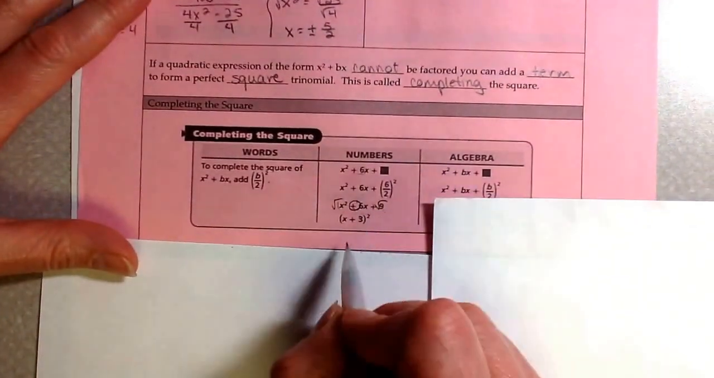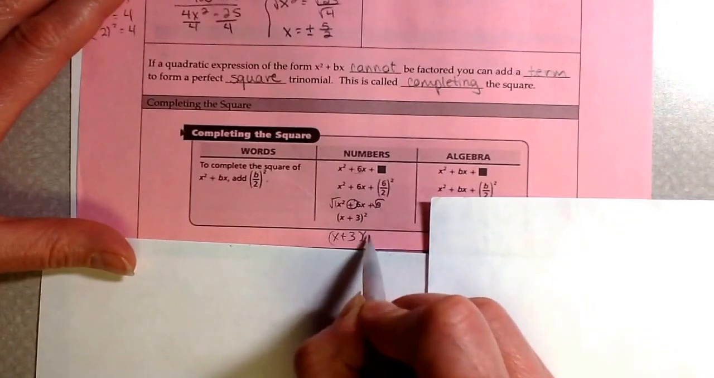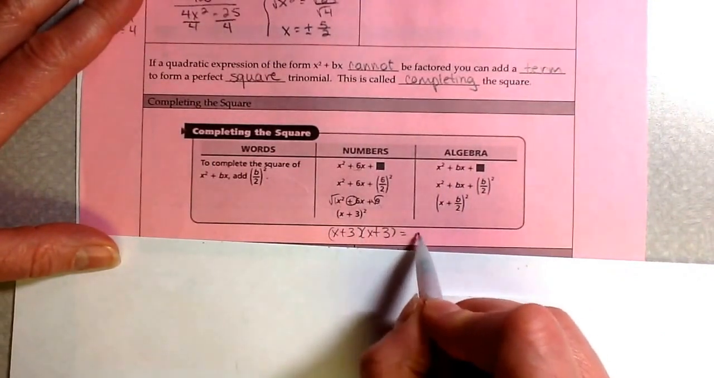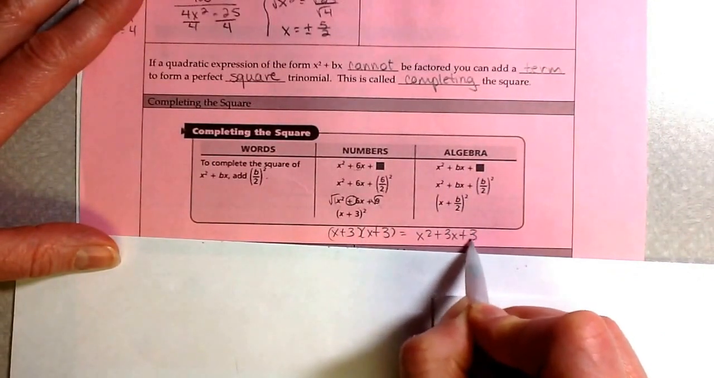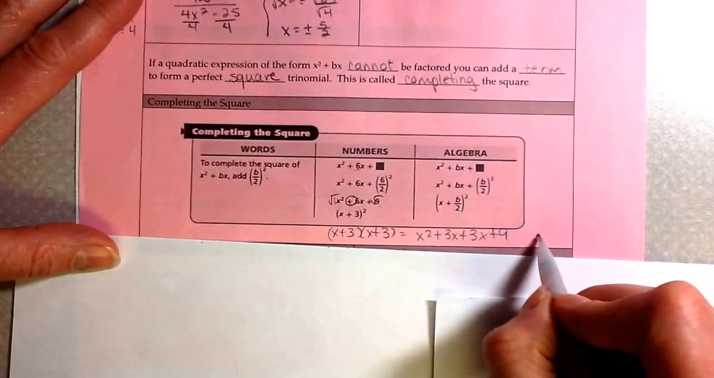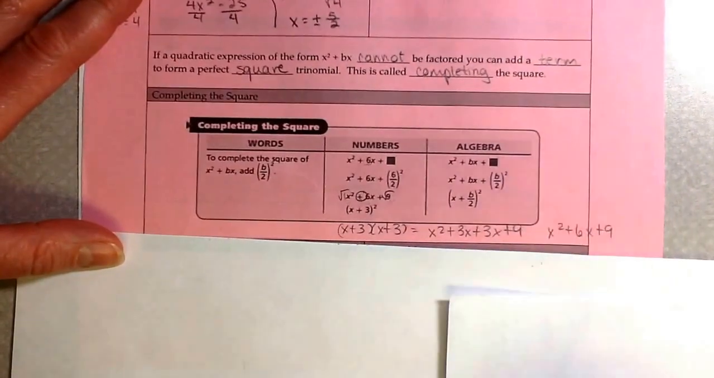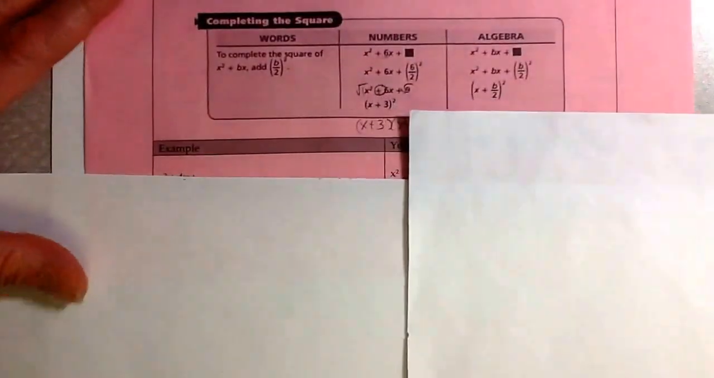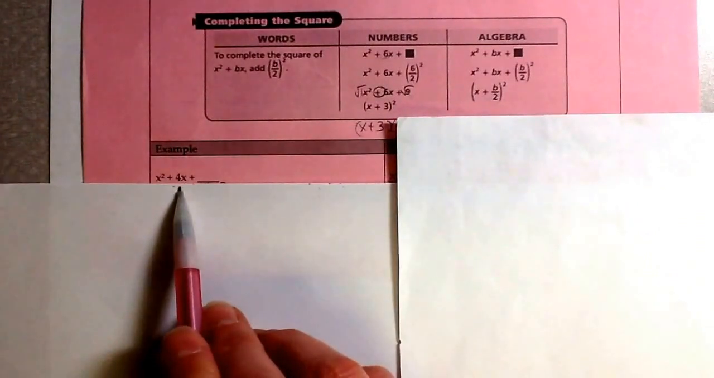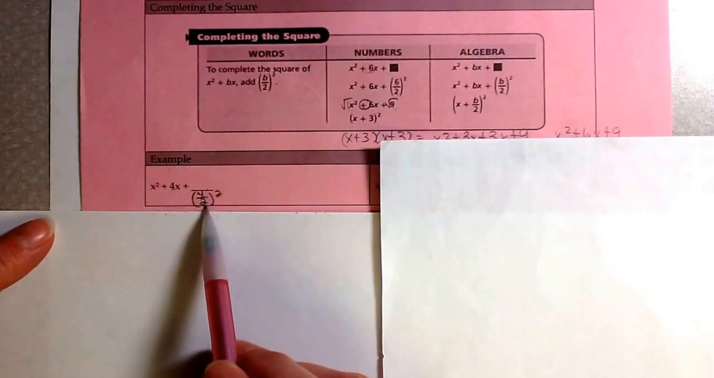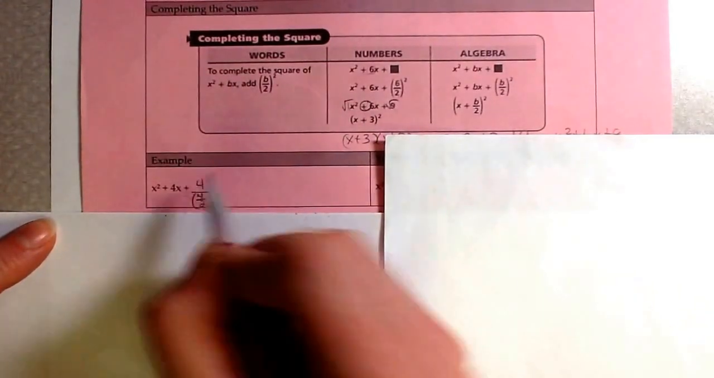So let me just show you that this does work. If we do x plus 3 times x plus 3, and we FOIL that out, we'll get x squared plus 3x plus 3x plus 9, which is x squared plus 6x plus 9. All right, let's do one down here. We have x squared plus 4x, and we want to complete the square. So again, we're going to take the 4, divide it by 2 and square it. So 4 divided by 2 is 2, square it, it's going to be 4. Okay, so you try that one right next to it.